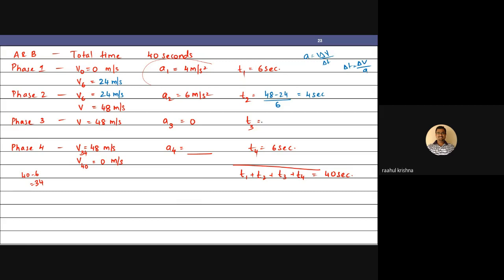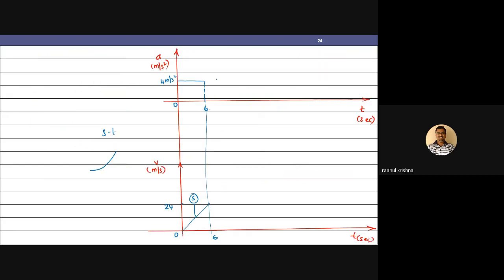So at the end of phase 2, what is my total time? 6 plus 4, right? 10. So ये भी यहाँ पे मुझे 10 लिखना पड़ेगा ना? Okay. Are you understanding? हम लोग ग्राफ और ये दोनों साथ में कर रहे हैं, ठीक है? So now when I am plotting phase 2, my acceleration is 6 meters per second square, and that is happening for a time duration of 4 seconds. So now let me mark 6 meters per second square.